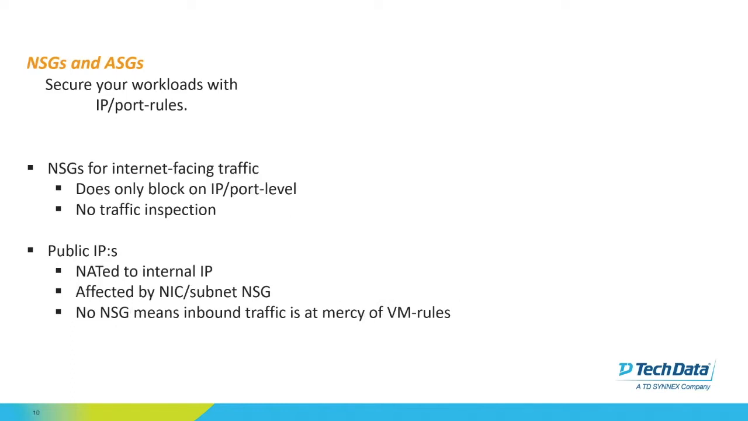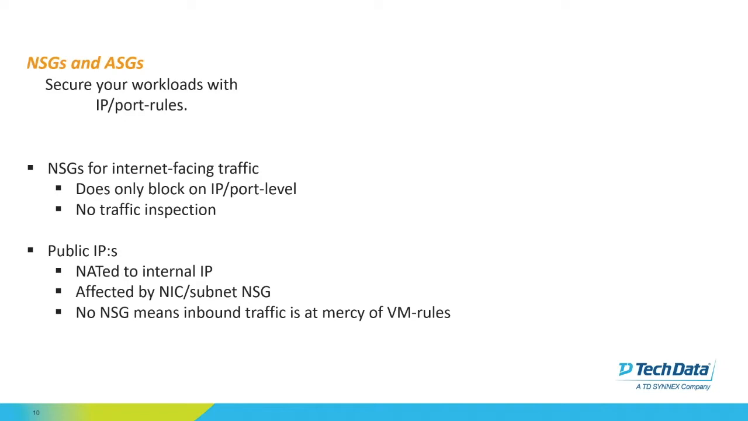And if we look into NSGs, how they work with internet-facing traffic, we need to understand a bit on how public and private IPs and public and private traffic work in Azure. So every single virtual machine does have an internal IP. It could be whatever, 192.168.0.10, something like that.